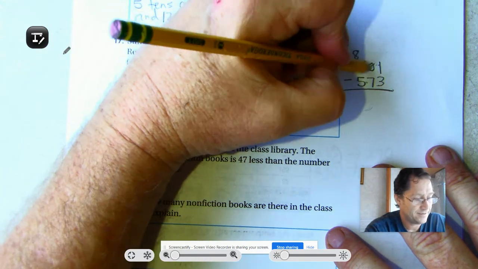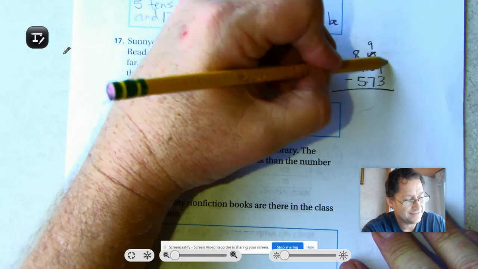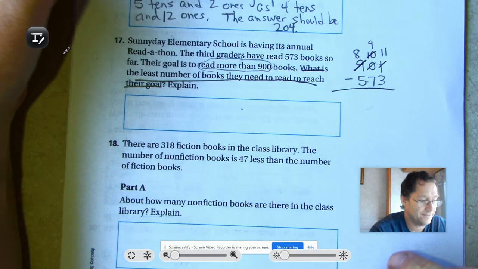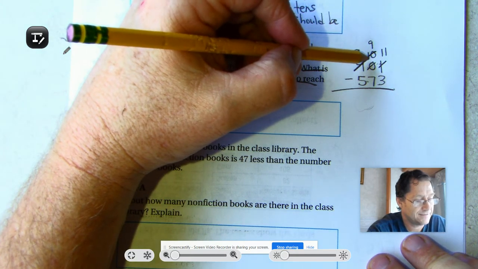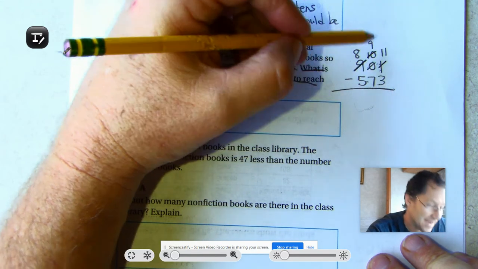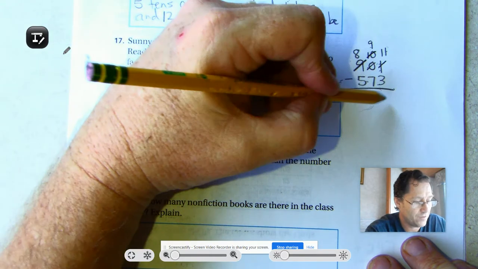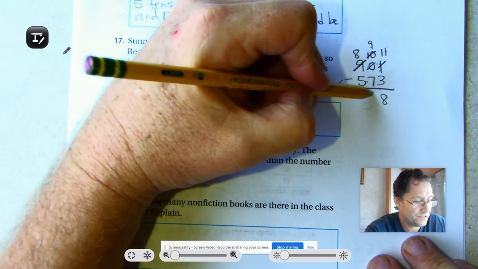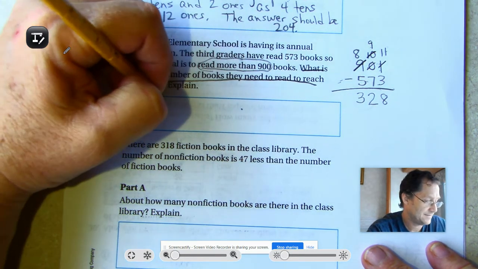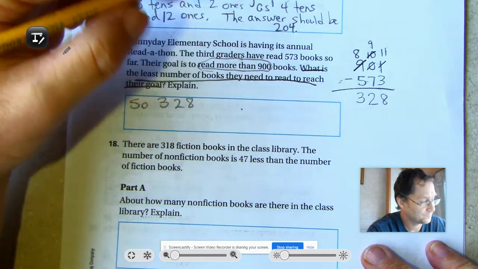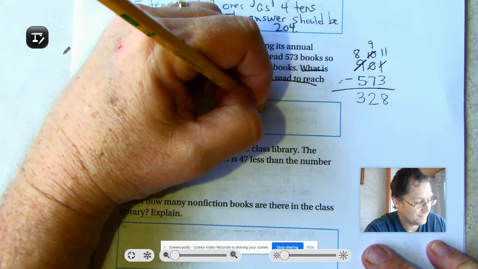as 800 and 10 tens. Now I'm going to think of the 10 tens and 1 one as 9 tens and 11 ones. Subtract the ones, 11 take away 3 ones is 8, 9 take away 7 is 2, 8 take away 5 is 3. So 328 would be the least.